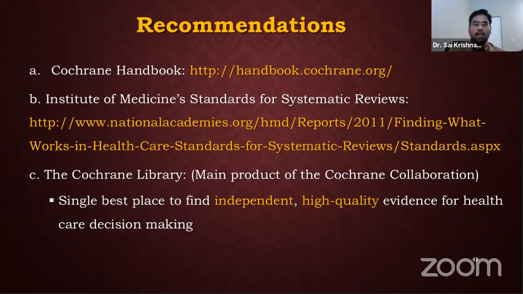The first one would be the Cochrane Handbook, which is a handy short book, maybe 100-150 pages, and it's not free of cost, but it's free to access. You can go through it online and read the handbook. And the other one would be a handbook developed by NIH, that is the Institute of Medicine's Standards for Systematic Review. So I suggest these 2 books as recommendations for you guys.